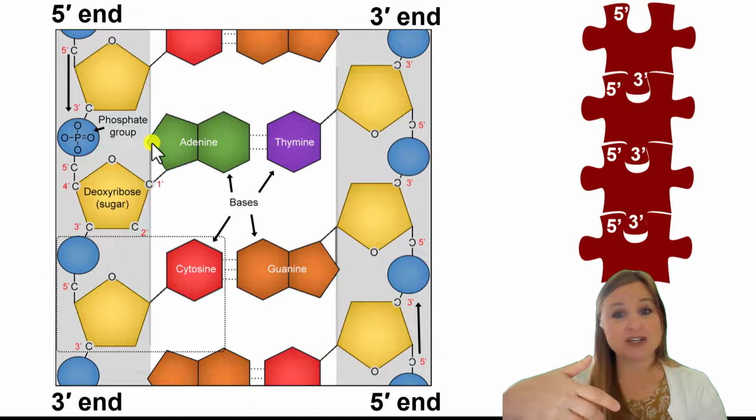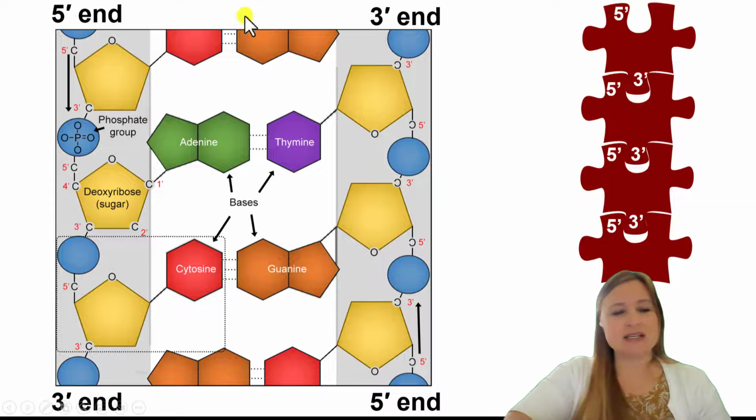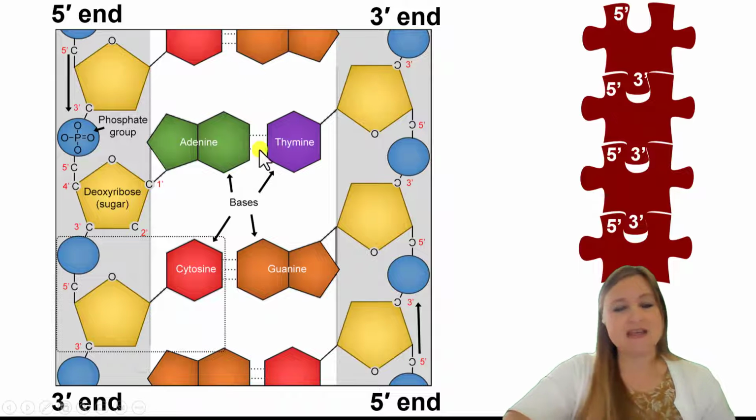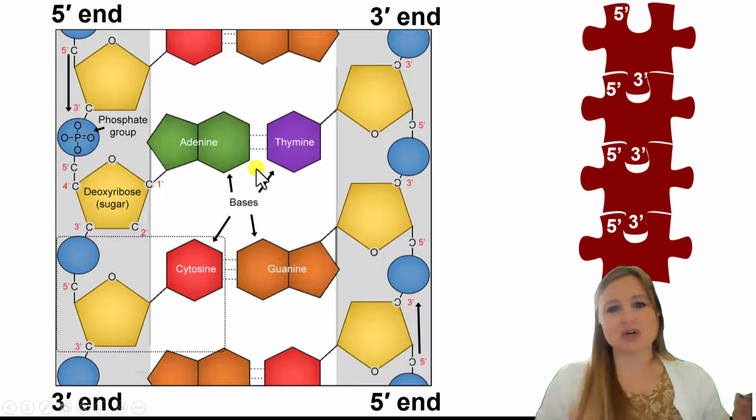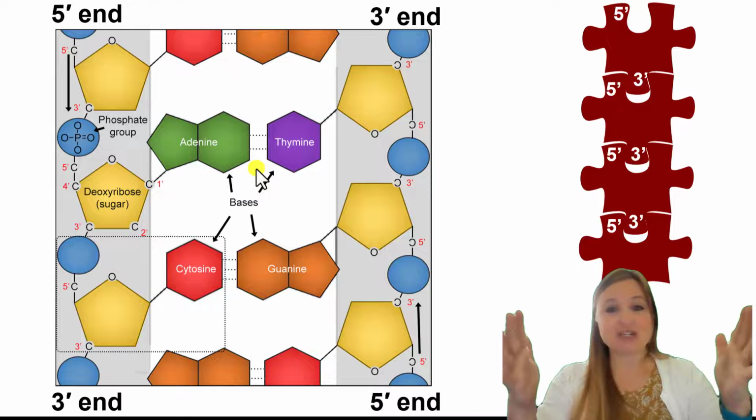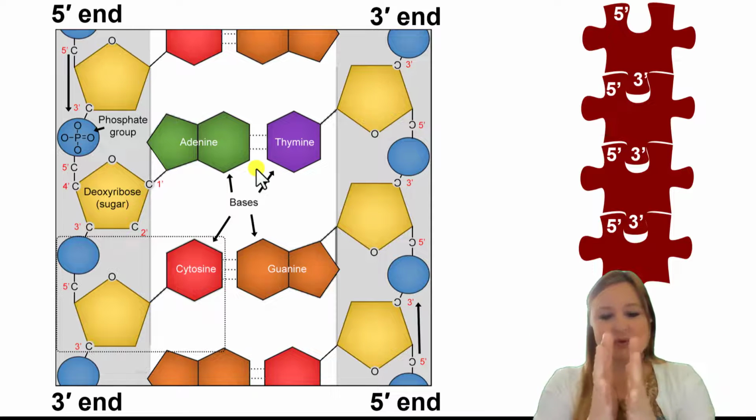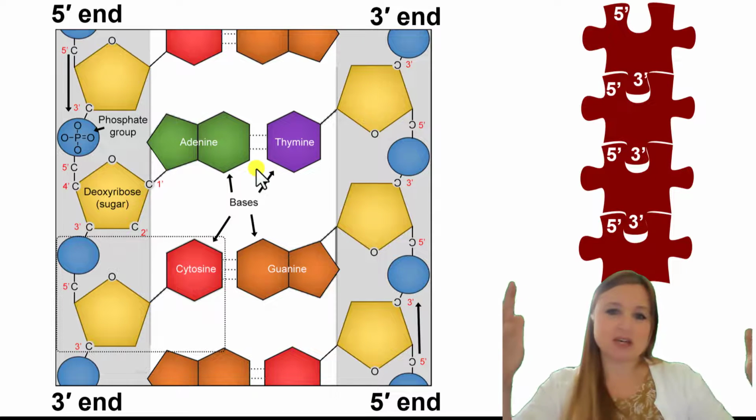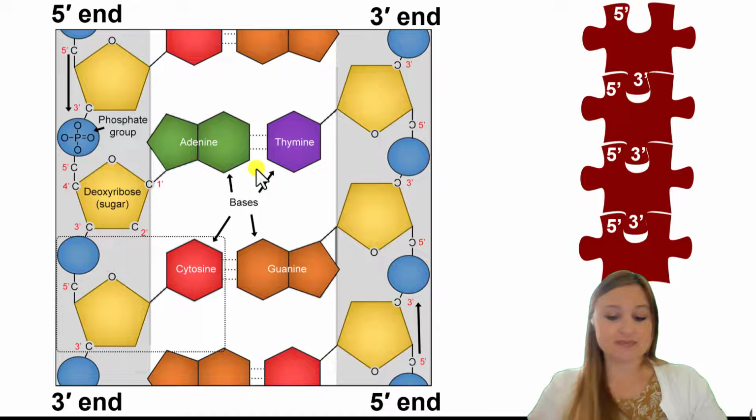And those are covalent bonds. They're very strong. But the bases are bonded together through relatively weak bonds called hydrogen bonds. And these are bonds that can be broken. So there are situations like in DNA replication where the two strands of DNA have to separate from each other for replication to happen. And so those hydrogen bonds actually get broken and the two strands separate.